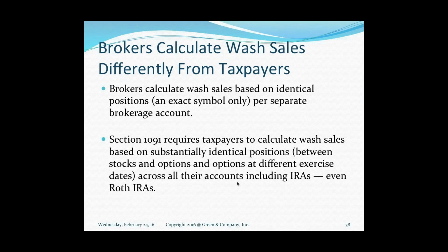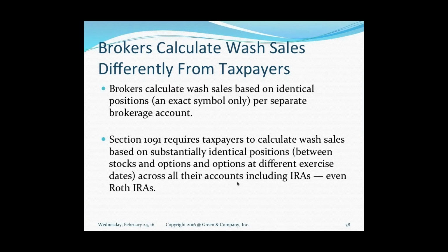Brokers calculate wash sales differently from taxpayers. Brokers calculate wash sales based on identical positions, an exact symbol only, per separate brokerage account. Section 1091 requires taxpayers to calculate wash sales based on substantially identical positions between stocks and options at different exercise dates across all their accounts, including IRAs, even Roth IRAs.